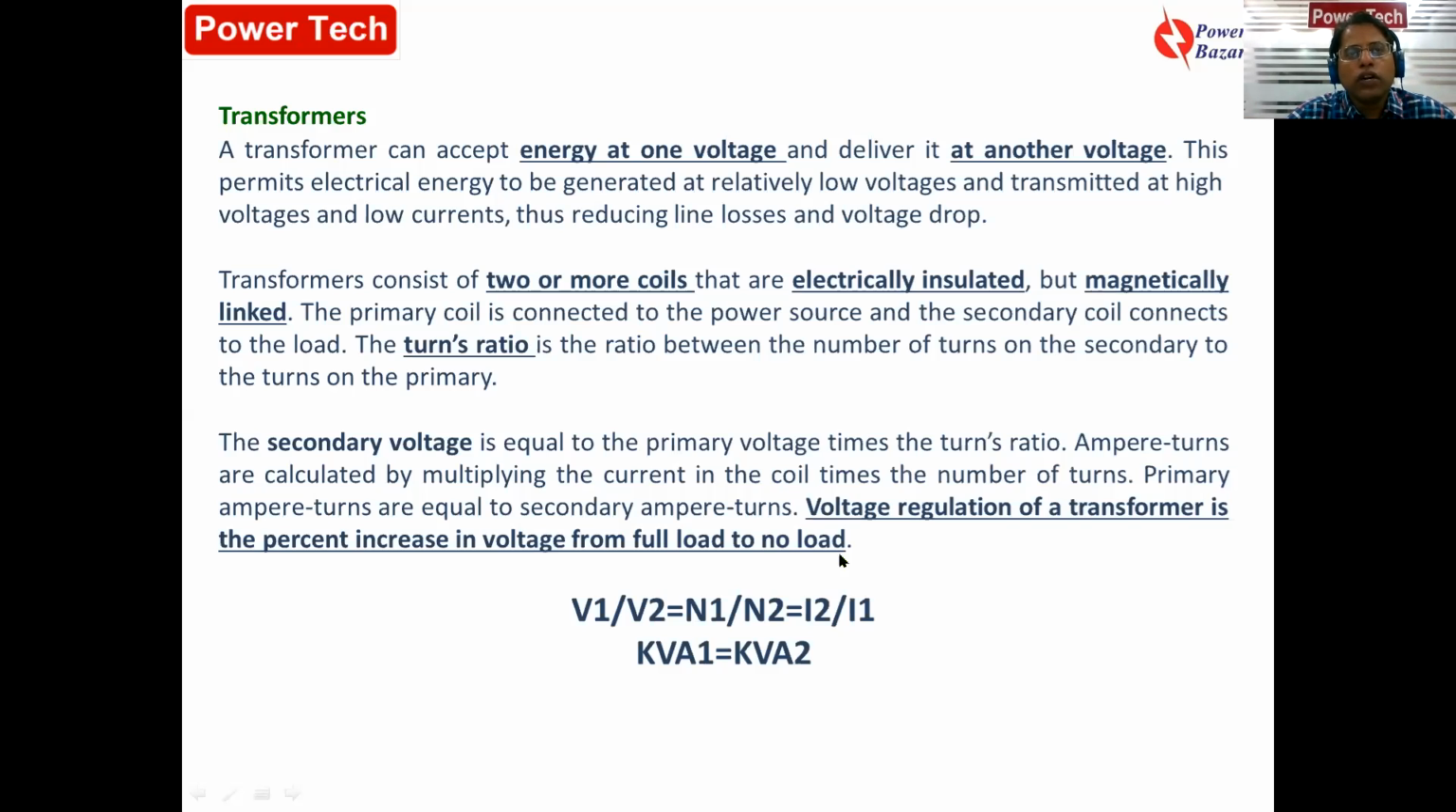Therefore, voltage regulation is one of the important parameters. Each transformer should have good voltage regulation. That means irrespective of load changes, the voltage reduction should be within the permissible limit so that it has good voltage regulation. That means even if the load changes, the secondary side voltage should not change very widely.